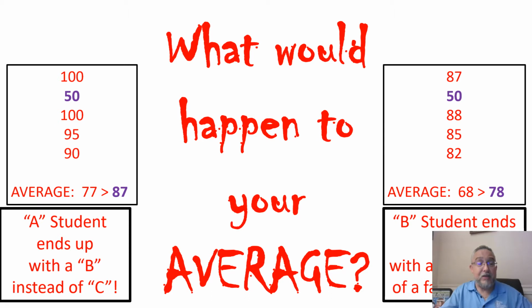So that student is still on track at the semester to pull in that A, even though they only got half credit for that one assignment. The other example of that B student, that 87, 50, 88, 85, and 82: that 68, which was a failing grade, went all the way up to a 78. Once again, this student is still on track at semester to get their B average. We want to make sure that students have every opportunity to be successful. We want them to get their work in, even if they're not getting full credit, because some credit is better than no credit.